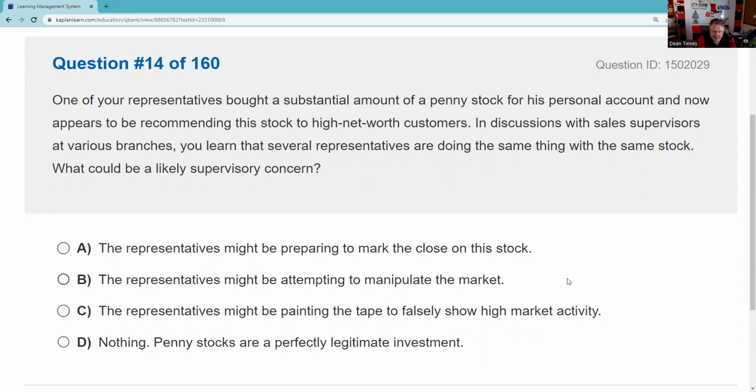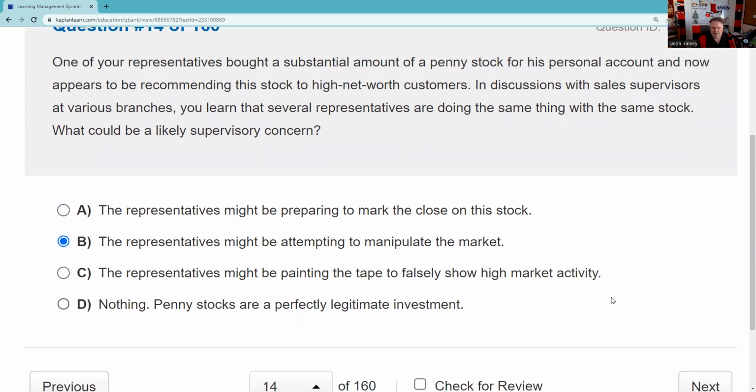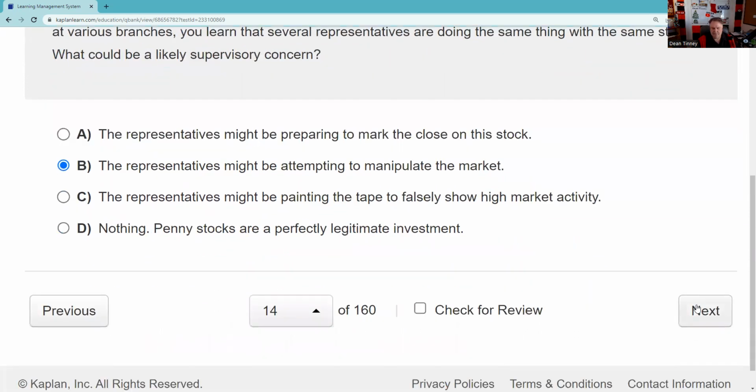The representatives might be preparing to mark the close. No. The representatives might be attempting to manipulate the market. Yeah, this is called a pump and dump. They haven't done the dump yet, but it looks like the pump may be underway. So the answer is B.